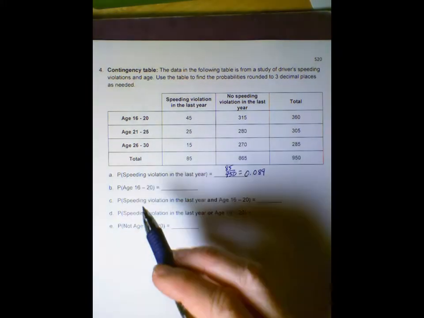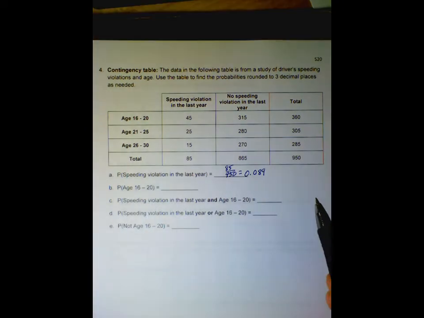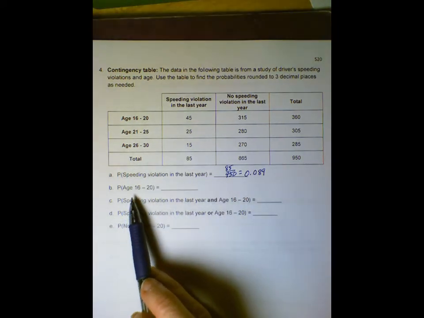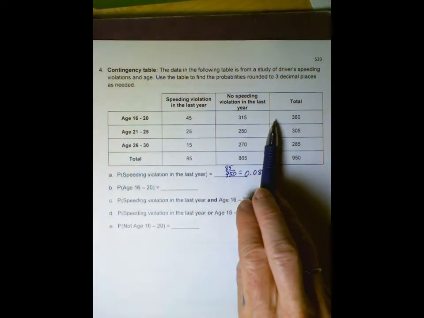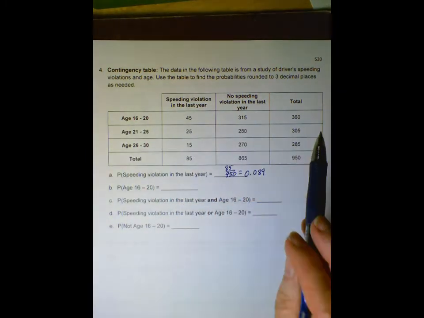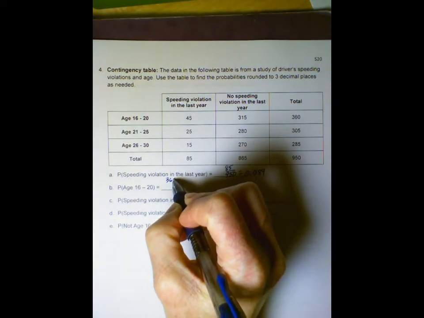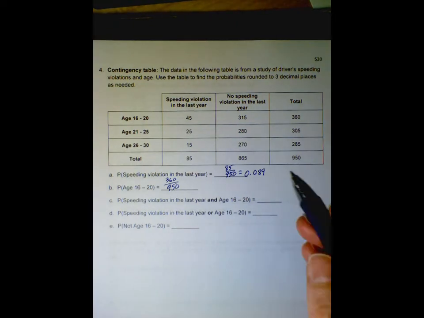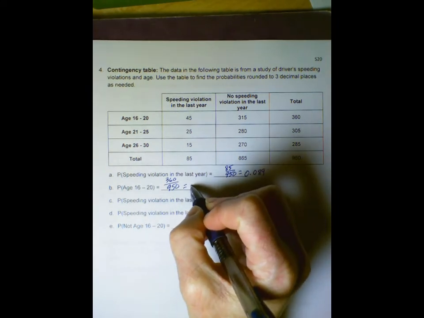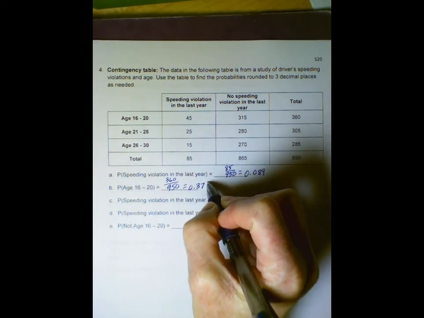Well, from this table, what's the probability that a person in this study, and these 950 people, were in the age group of 16 to 20? So how many people were in the age group of 16 to 20? There were 360 out of the 950. If I randomly selected one person from these 950 people, the probability that I select someone who's age 16 to 20 would be 0.379.